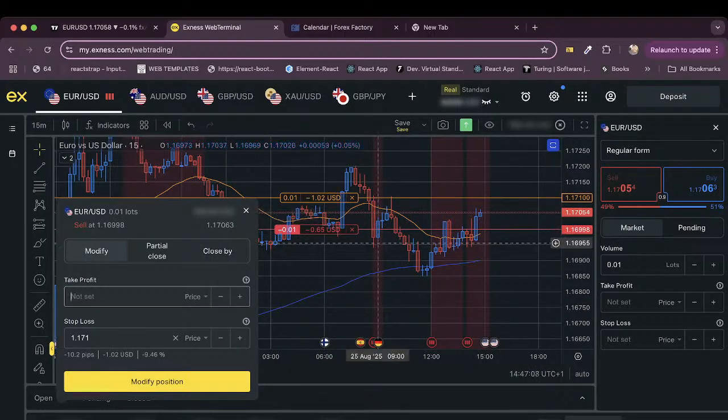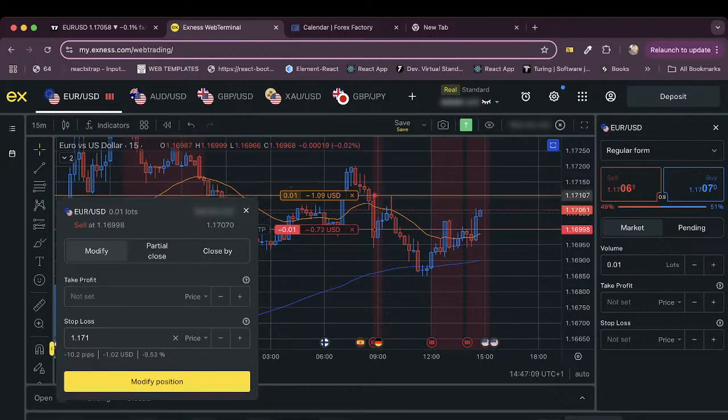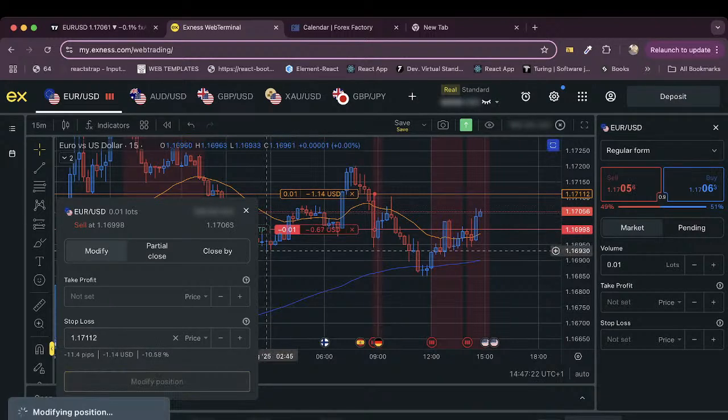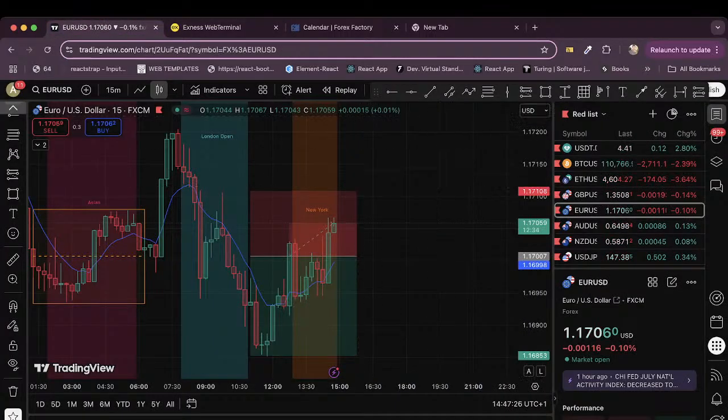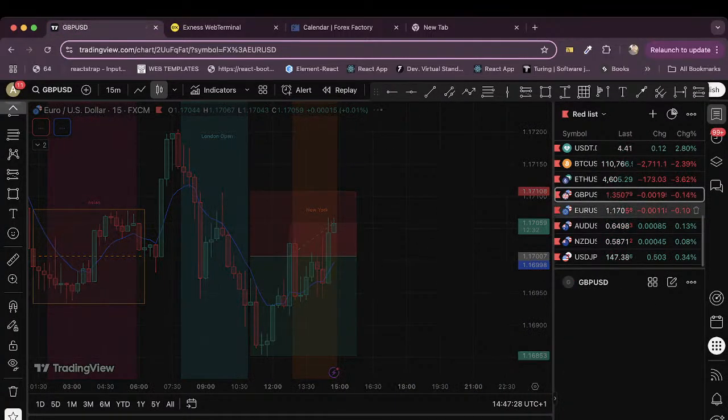My stop loss is actually around that level, which is cool. Let me raise it a little bit higher. If I raise it a little bit higher, that will keep me around $1.14. So it's fair enough. I will modify it and keep it there. And maybe I might do the same for British pound USD.